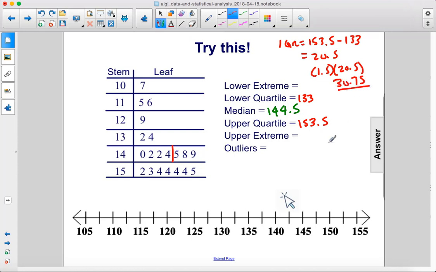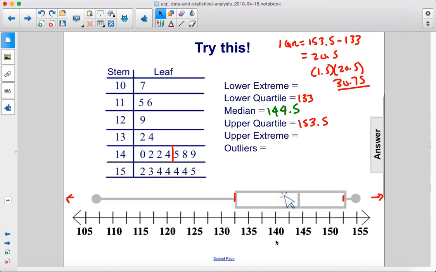30.75. So if we have our upper quartile at 153 around here, our upper limit is going to be way that way. And then our lower quartile is at 133 around here, and the lower limit is going to be 102, which is way over here. So we're not going to have any outliers here.